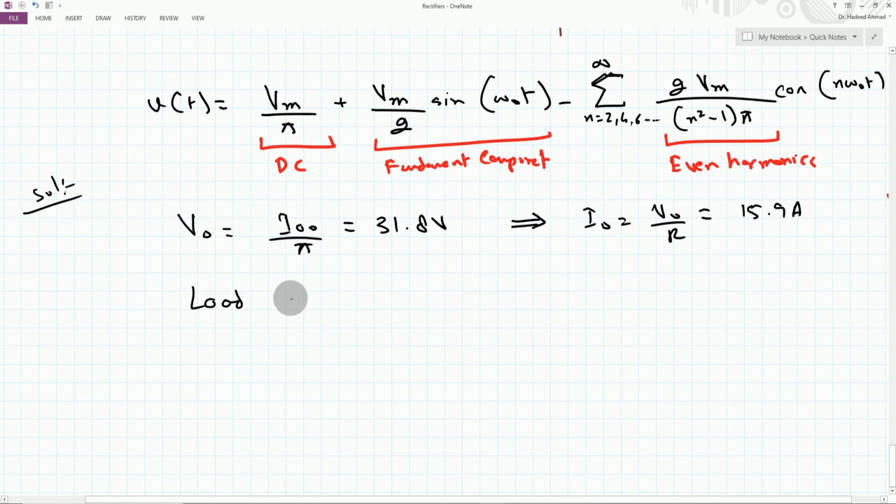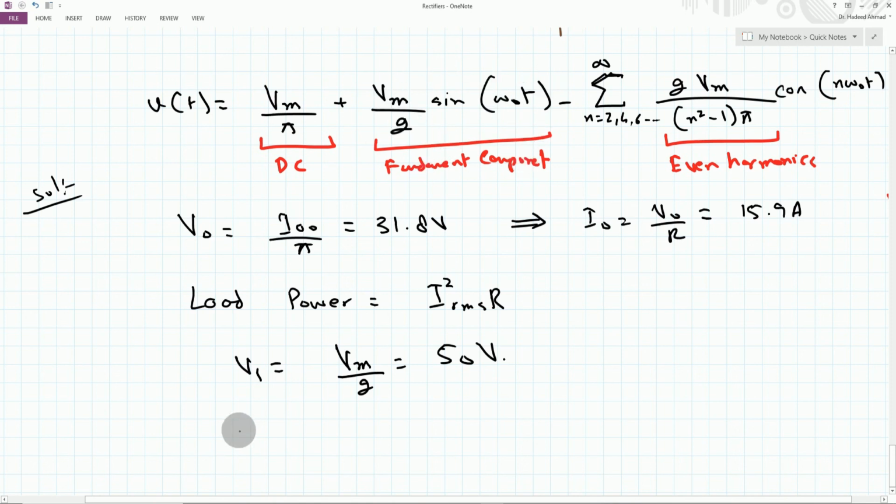So the load power is equal to I square RMS into R. How can we find this IRMS? We need to find the amplitude of the rest of the components. So for that, V1 is equal to Vm over 2, and that is equal to 50 volt. This is from this component. About V2, we have 2Vm divided by (n square minus 1) pi, that is (2 square minus 1) into pi, and this gives me 21.2 volt.